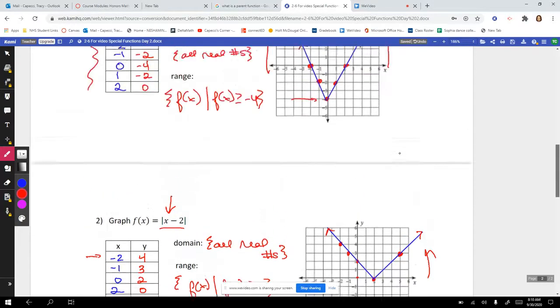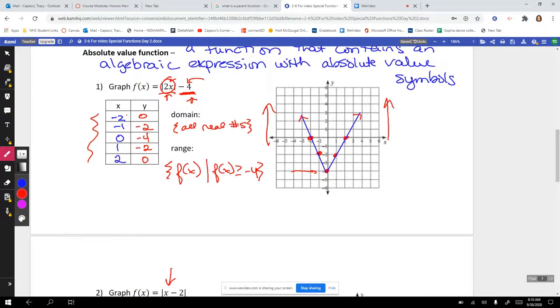Let's go back to that first one. I believe I forgot to do that. What do we notice about that first one? And we did notice that we shifted down 4. We shifted down 4 units. We talked about it, I just didn't write it. And then we noticed that slope, it's a little more narrow. So the slope is steeper because that graph is a little bit more narrow, a little bit closer together. So that makes the slope a little bit steeper.